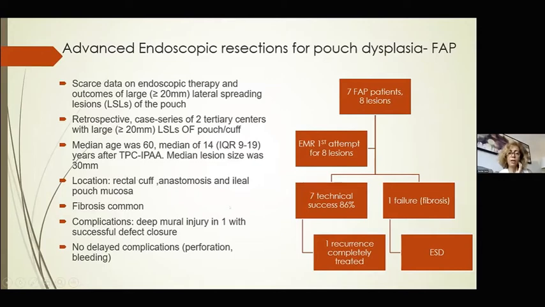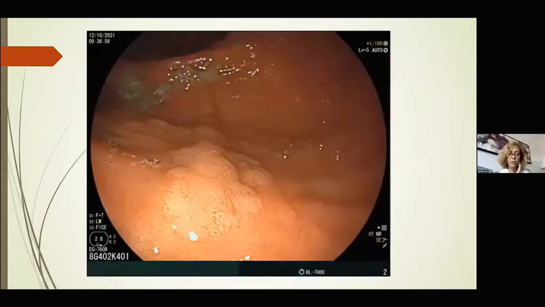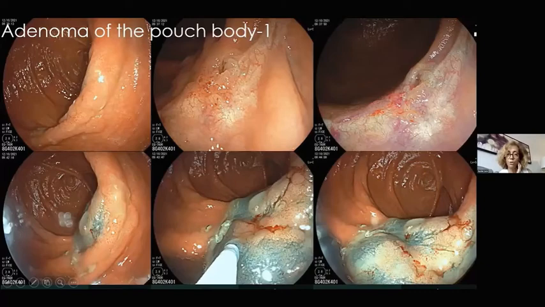All patients underwent EMR, with 7 successful procedures. One failed due to fibrosis and then underwent ESD, which was successful, and this was in the cuff. One of the 7 EMRs that succeeded had local recurrence at the first follow-up colonoscopy. I'm going to share this with you. This is one of the lesions in the pouch, on the suture line, and this underwent an EMR that was successful.